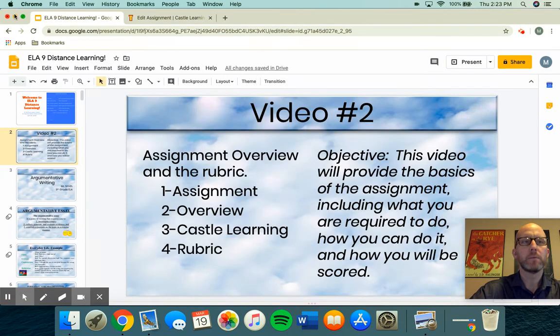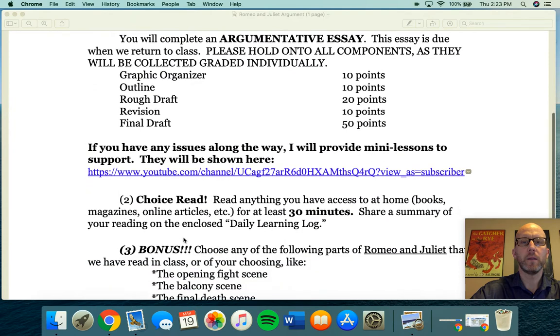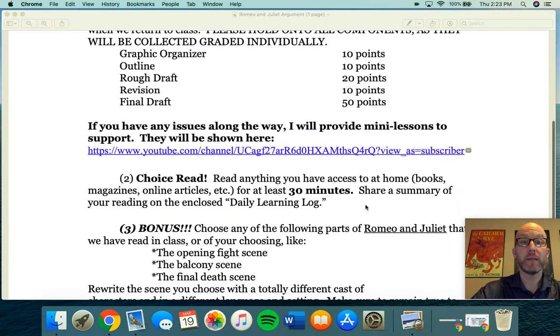Going back, we see that there's also a choice read assignment. That's the last page of the packet. That's a daily learning log where every day you do 30 minutes. It doesn't necessarily have to be every specific day. You could do 1 hour one day and then take the next day off. You could do 2 hours of reading all in a row and then take 3 days off after that.